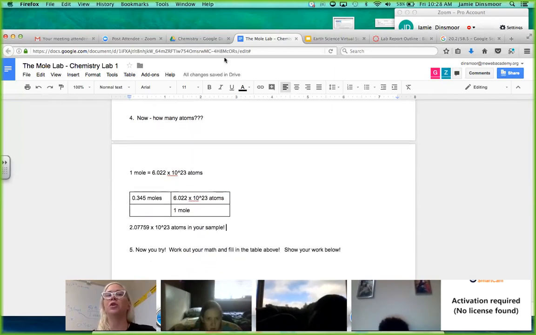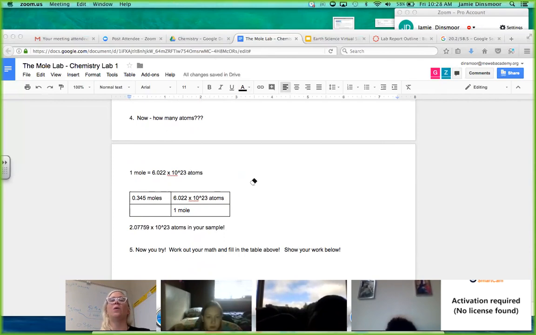And again, just to reiterate this, right? Moles are getting crossed out and atoms are left over. That is the unit that we want here. Okay. Any questions about this math or about unit conversions generally?